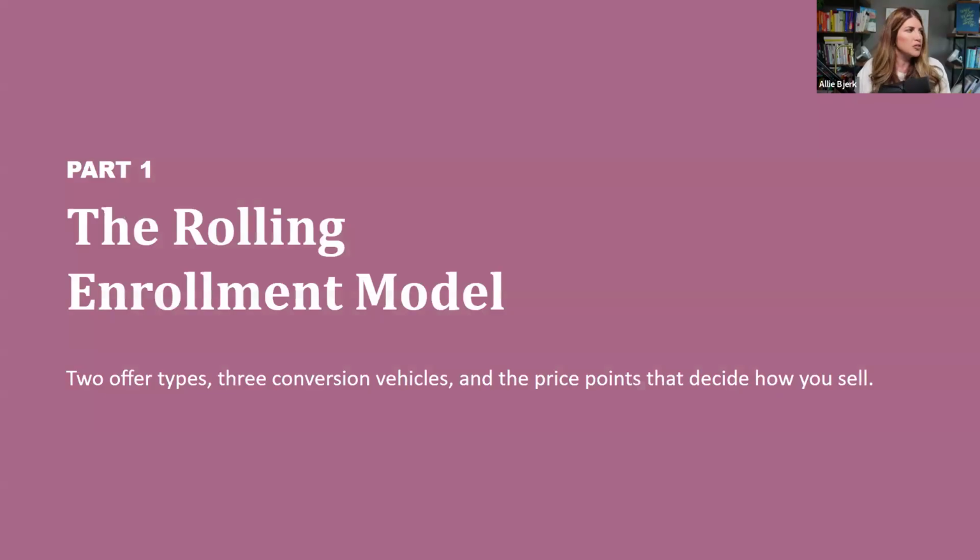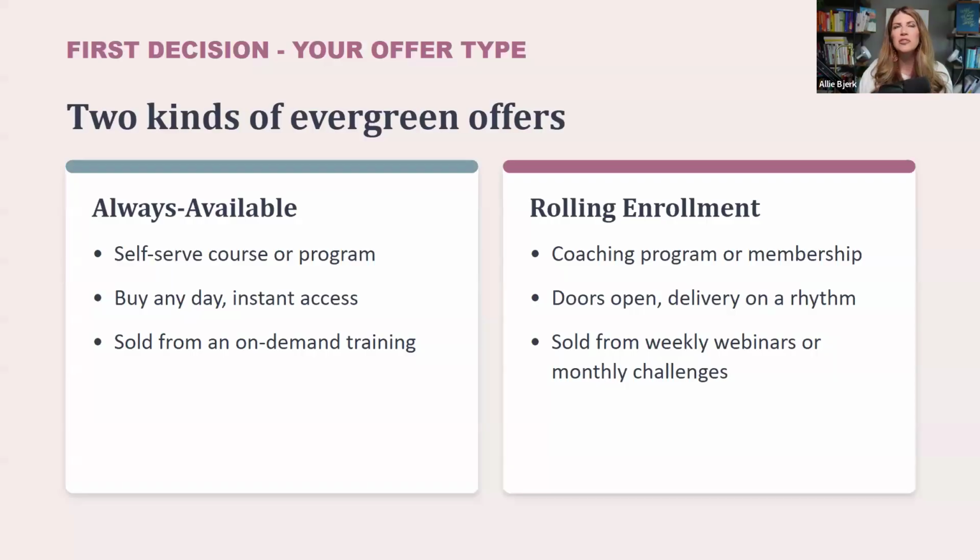Okay, so part 1 is the rolling enrollment model. We're going to talk about the different offer types that you can create. I'm going to share 3 different, what I'm calling conversion vehicles, or like other people might call them hype events, or when I say like you need to make the argument of why they should join the program, those are usually going to take place in some type of vehicle. So we'll talk about what those vehicles are, and then the price points that will give you a little bit more information on how to sell what it is that you want to sell. If you want to sell something higher ticket, if you want to do a membership, we're going to talk about how to sell differently based on what your desired price point is.